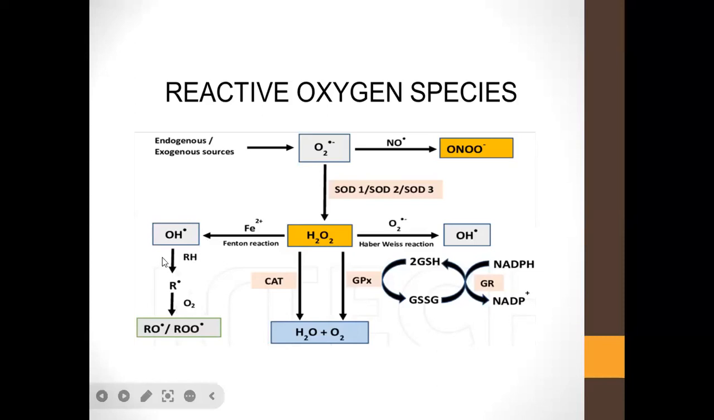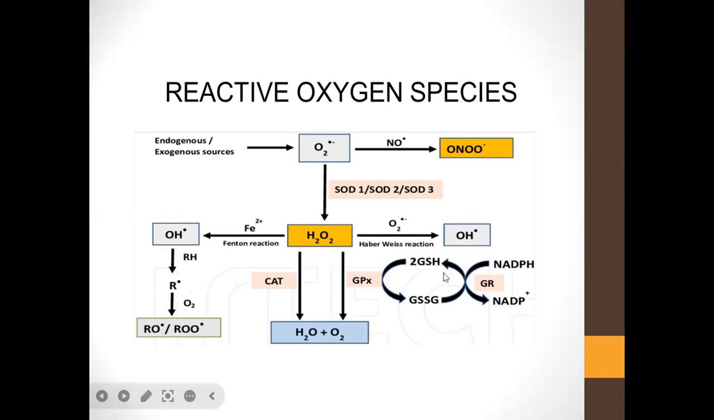As a result of interaction between hydrogen peroxide and metal ions such as iron or copper, which often exist in bound complexes with different proteins such as ferritin or ceruloplasmin. What happens is that under stress condition, excessive superoxide may release these metal ions from their respective complexes.